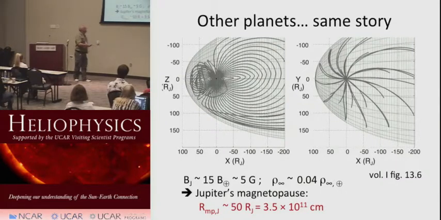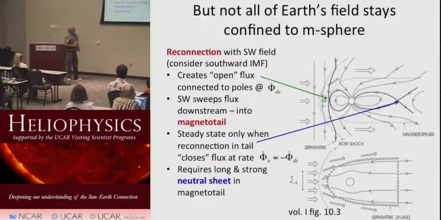Mostly because the ram pressure of the solar wind is way down, and the magnetic field of Jupiter, because we showed that dynamo, it really has such a good dynamo that it generates a very strong magnetic field. All right, but, very important, that was basically assuming the magnetic field of the Earth was confined to a spherical shell. That is not the case.